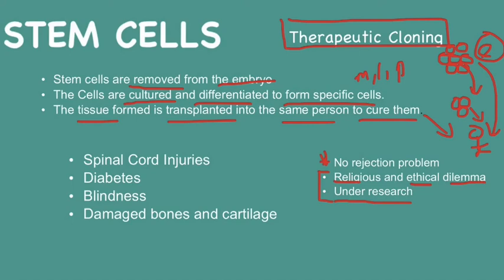A couple of ways that we use therapeutic cloning in medicine today is spinal cord injuries, so it can be used to help paralysis in certain patients. Diabetes, sometimes we take pancreatic stem cells and help it to treat diabetes because people will have cells that don't produce enough insulin. And we also can use it to cure blindness and restore eyesight. And then this tissue can actually be used to form cartilage and help damaged bones.